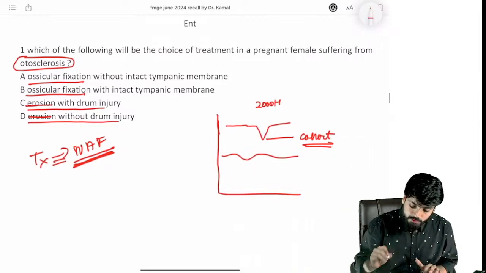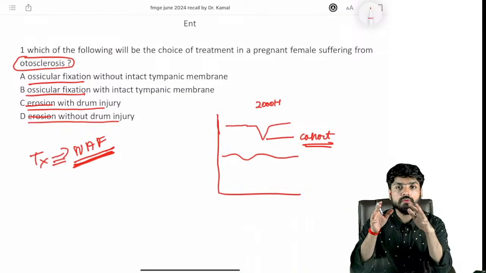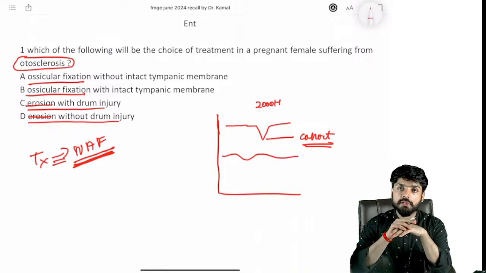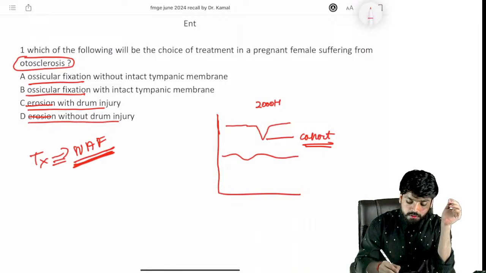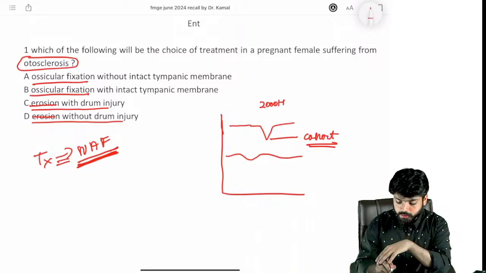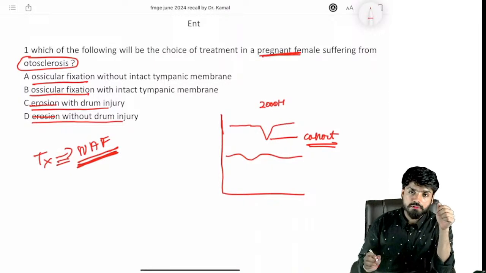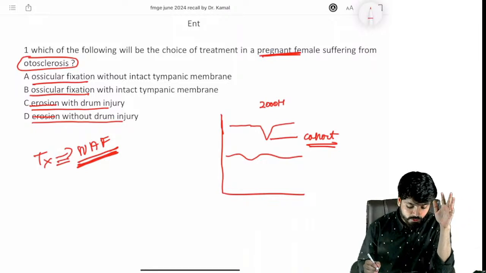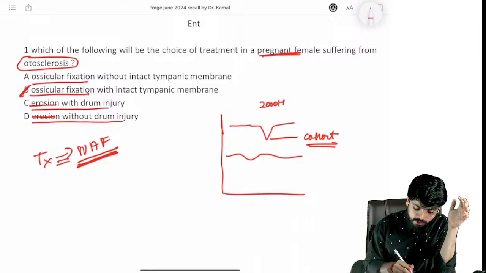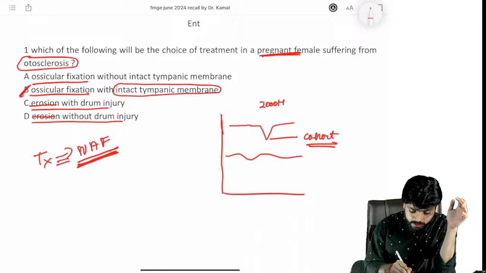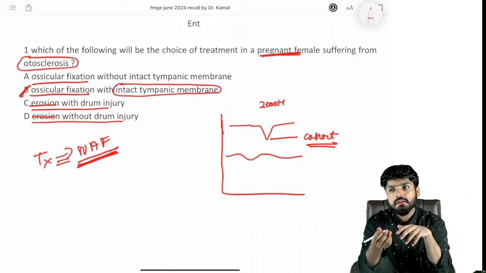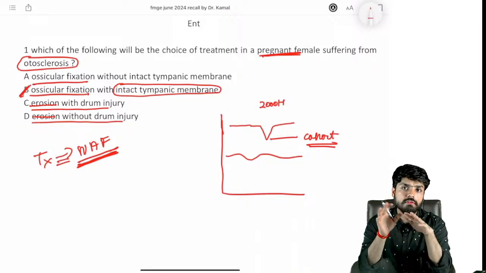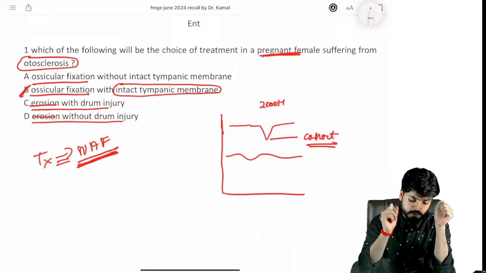But in this case, otosclerosis, pregnant female. Initially, how we take care of it is, if the patient is a pregnant female, first we wait for the patient to deliver the child. We usually don't operate on a pregnant female, but in this question, if the options were not mentioned according to that, still if we want to, then it will be ossicular fixation with intact tympanic membrane, because the pathology is not in any sense related to the tympanic membrane, so we don't have to specifically do anything to the membrane itself.